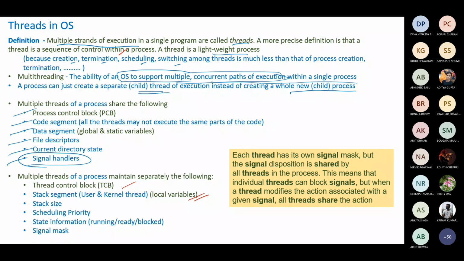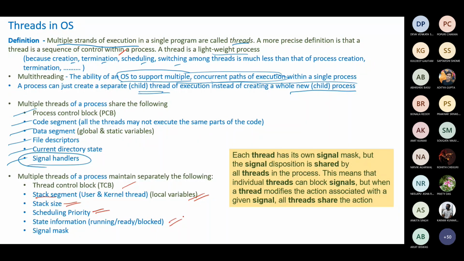The stack size also might differ. The scheduling priority can also be changed, because you are treating them as separate executable entities. So you should be able to tune the priorities to a certain level, right? And the state information, definitely that will differ. And the signal mask. So what does signal mask mean? Signal handlers are the same, but the signal mask may differ.